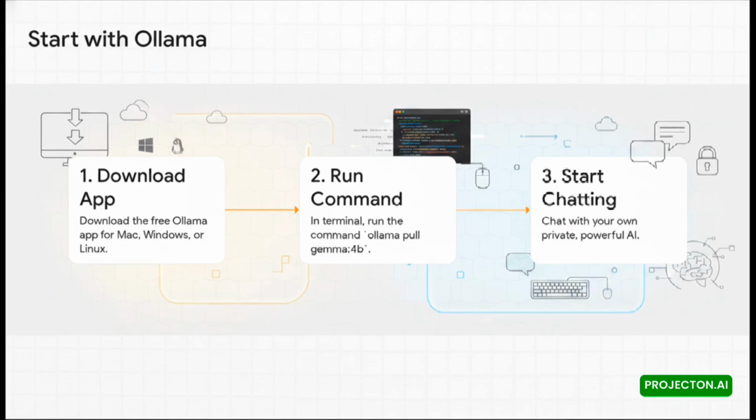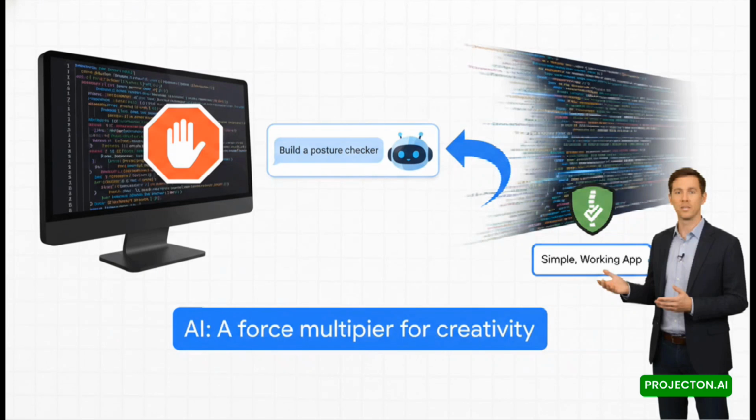Step 2, you open up your terminal or command prompt, and you run one simple command, ollama pull gemma4:e4b. And that's it. Step 3 is just starting to chat with your own private AI. No coding experience required whatsoever. And this is the crucial point. You don't need to know how to code to do amazing things anymore.